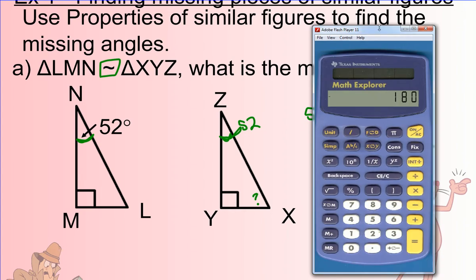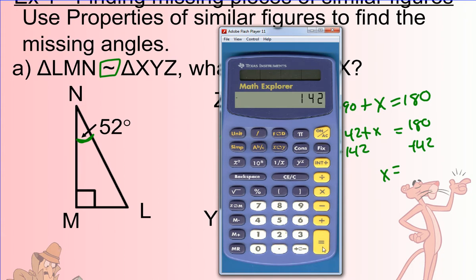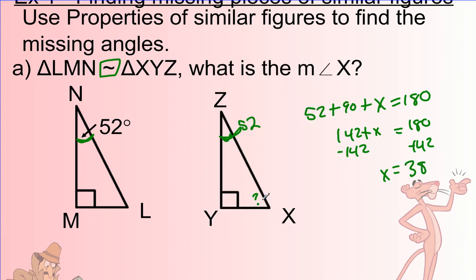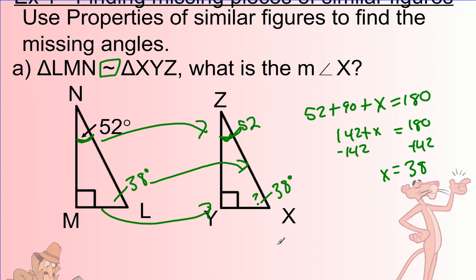180 minus, what was the number? 142. 38. So this angle X was 38 degrees, which is outside the question, but we could also tell that this angle L is also 38 degrees, which is another way we could have done this problem. We could have figured out what all the angle measures were here, and then just kind of pop them over to their corresponding parts in XYZ. Angle measures are the same in corresponding parts of similar and congruent figures.